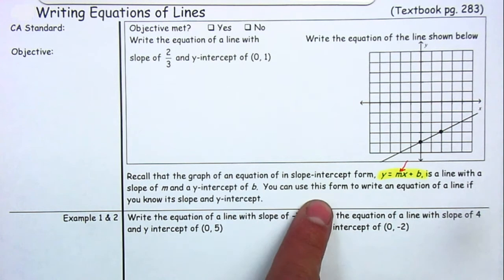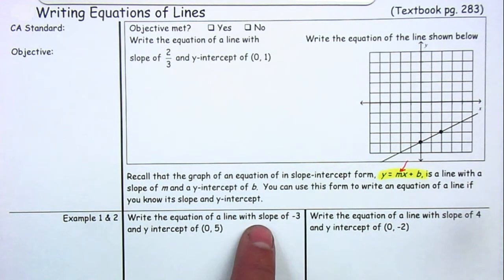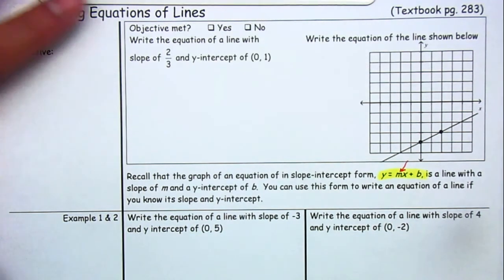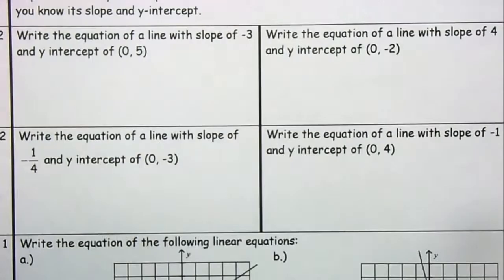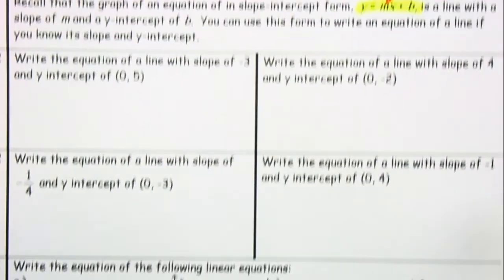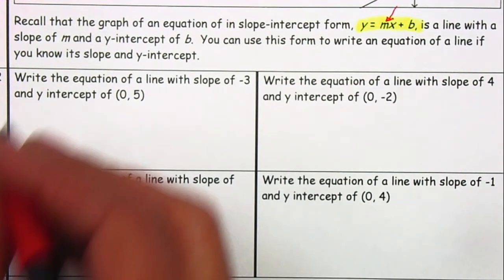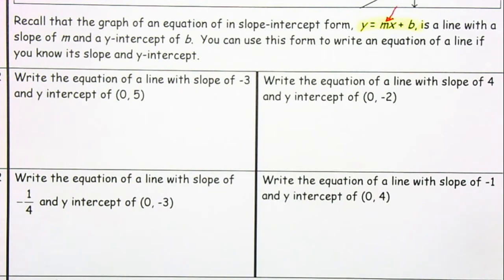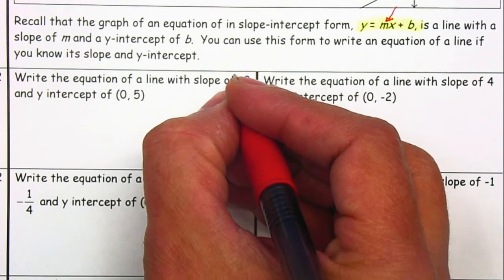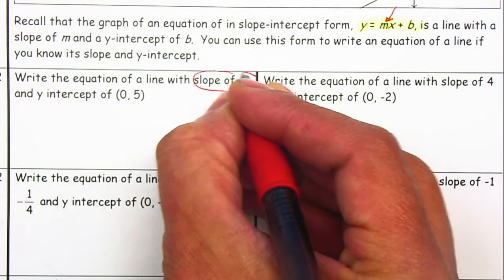Now, if we need to be able to write an equation of a line and they're giving you guys the slope and the y-intercept, that's going to be a very quick process. So let's look at example number 1. On example number 1, they tell you to write the equation of a line with slope of -3. Now I want you guys to circle in red the slope.